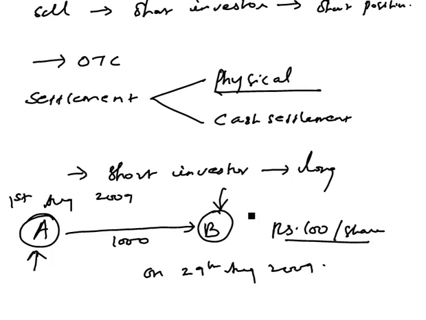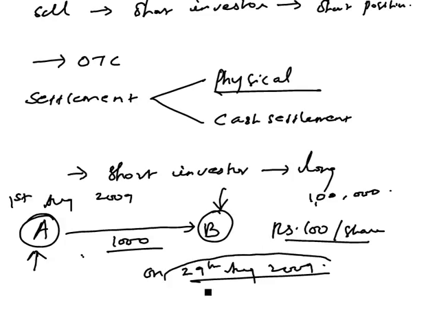So when August 29, 2009 comes, A has to deliver these 1000 shares of Ultratech to B, and B has to pay the price of 1000 into 100, which is 1 lakh, to A for receiving these 1000 shares of Ultratech. In case A does not have these 1000 shares to deliver on August 29, then he has to borrow or purchase them from the spot market and then deliver them to B.